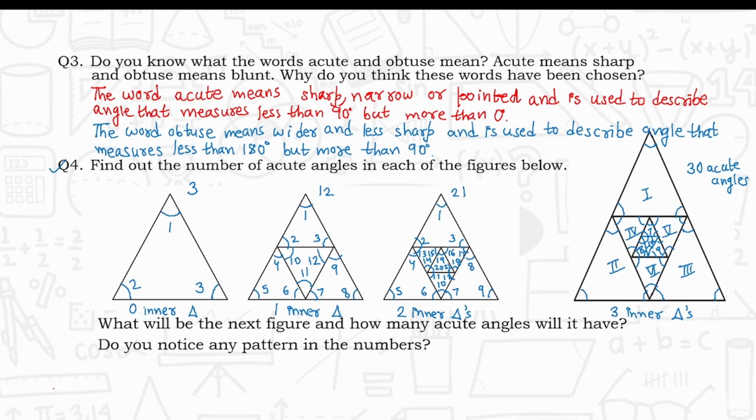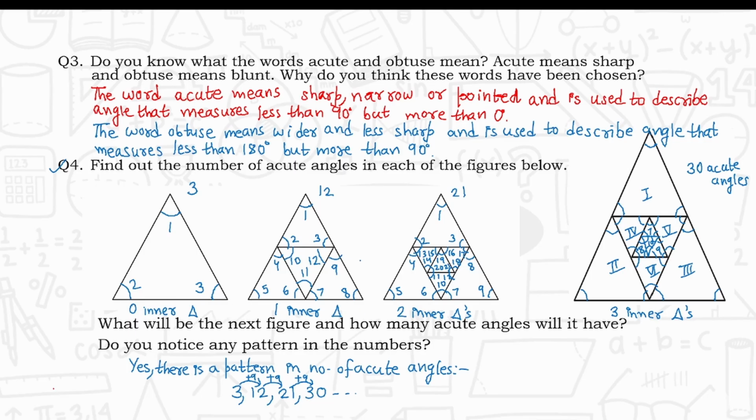Now they are saying, can you see any pattern here? Yes, there is a pattern in the number of acute angles. And what's that pattern? First we have 3, then we have 12, then we have 21, then we have 30 acute angles and so on. So here what we observe is that it's plus 9, plus 9, plus 9 and so on. So we can say that in the next figure we have 39 acute angles.